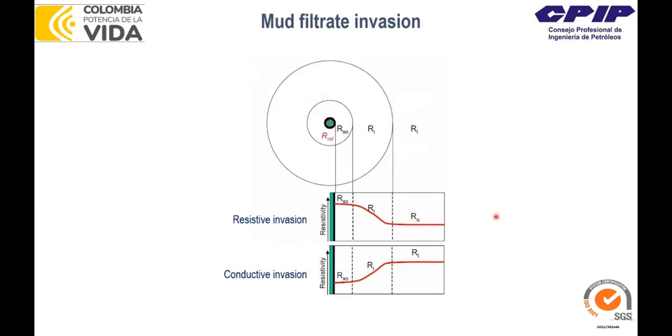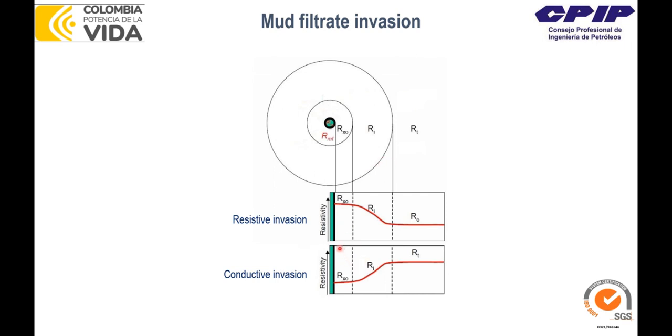The first one would be mud filtrate invasion. So what's happening then, as you remember in the geometry, we have the well and we have the space between the wall of the tool and the wall of the borehole. The space will be filled with the mud, okay? And with time, the mud filtrate invades the formation. So once it invades the formation, it changes the properties of the formation in the invaded zone.